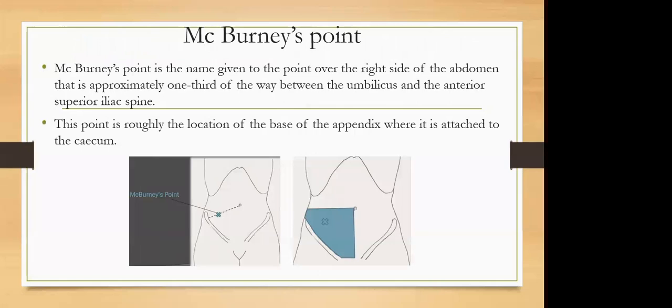McBurney's point is the name given to the point over the right side of the abdomen that is approximately one third of the way between the umbilicus and the anterior superior iliac spine. This point is roughly the location of the base of the appendix where it is attached to the cecum. So we know where the base of the appendix is coming from, but we are not sure where exactly it is pointing. In this case, the appendix can point into any of this area here, the blue area, okay? We know the base, but it can be pointing anywhere.